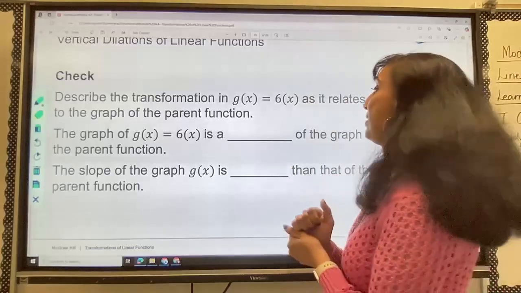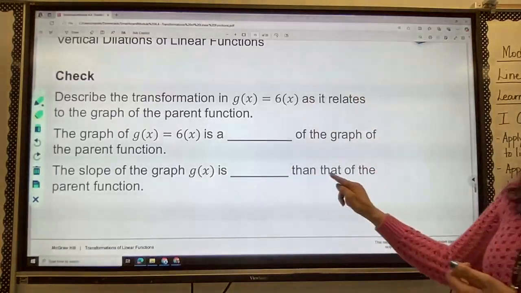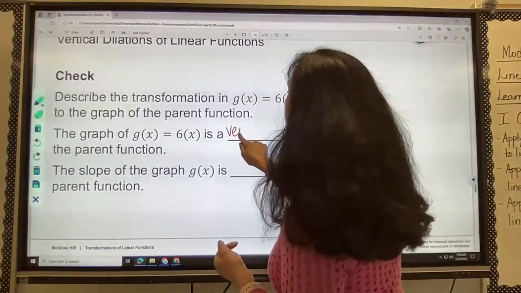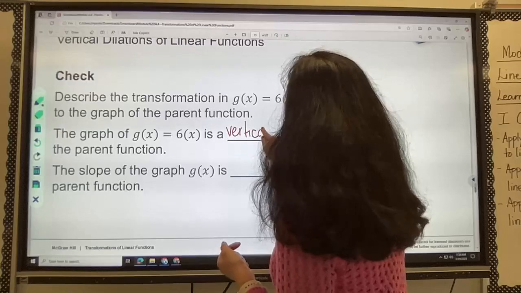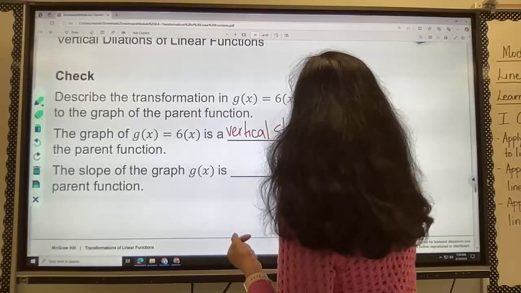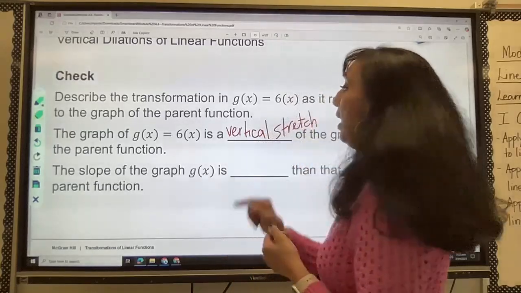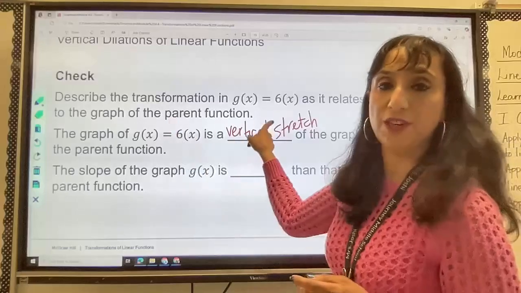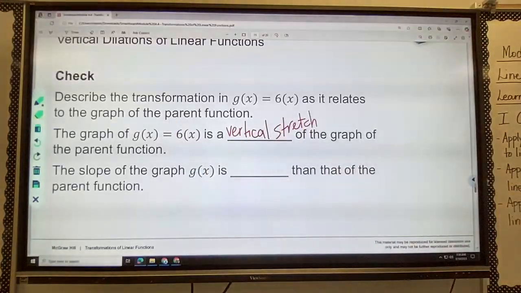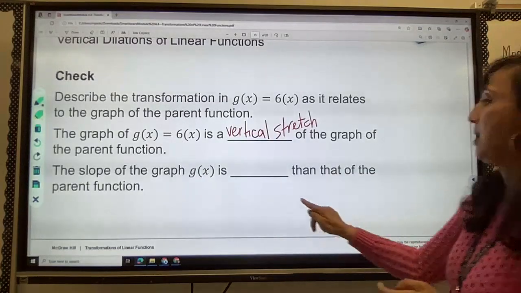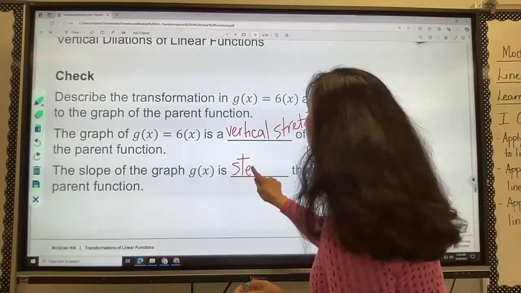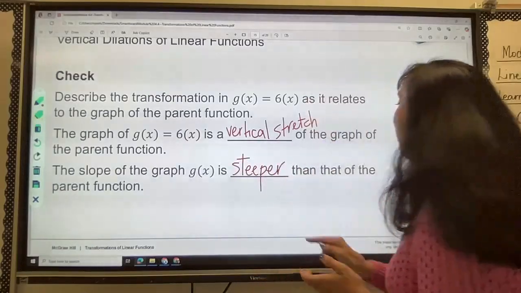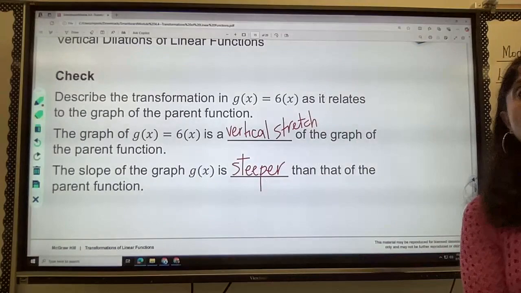So what is this? This is a vertical stretch. And again, there's no grouping. So that is why this is a vertical stretch. And the slope of the graph, g of x, is steeper than that of the parent function.